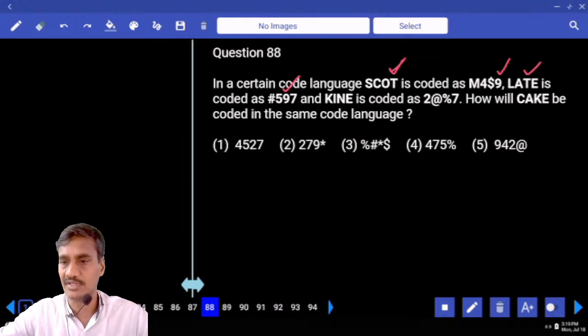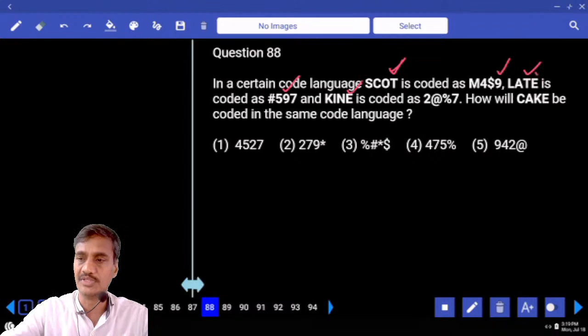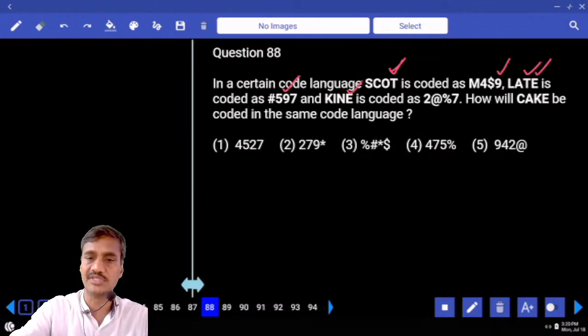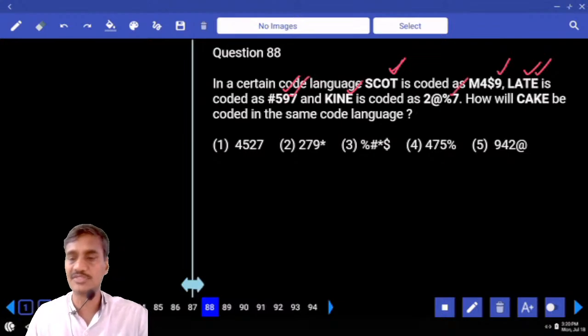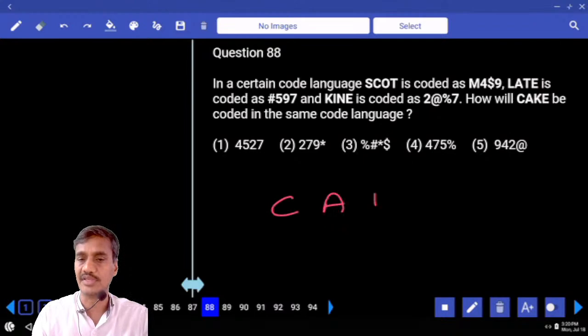Then check the next one, LATE and KN. Now if you compare late and kind, E is at the last place in both these two words. And 7 is at the last place. That means the letters and the codes are directly given. Now the question is about CAKE.